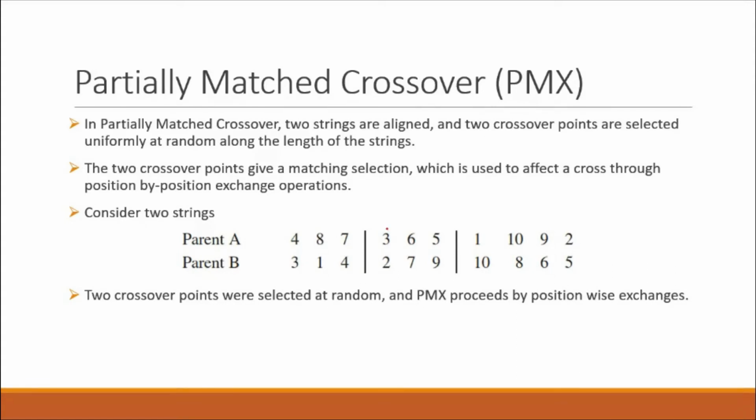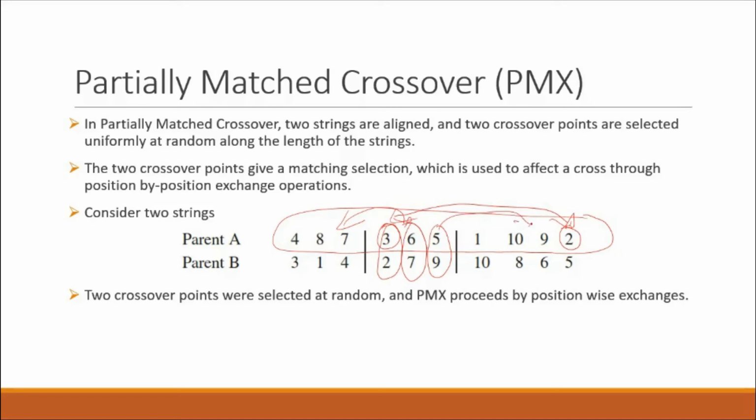Like in this case, 3 and 2 are matched together, 6 and 7 are matched together, 5 and 9 are matched together. So in this particular chromosome, 3 and 2 are swapped. Then 6 and 7 are swapped. Then 5 and 9 are swapped.